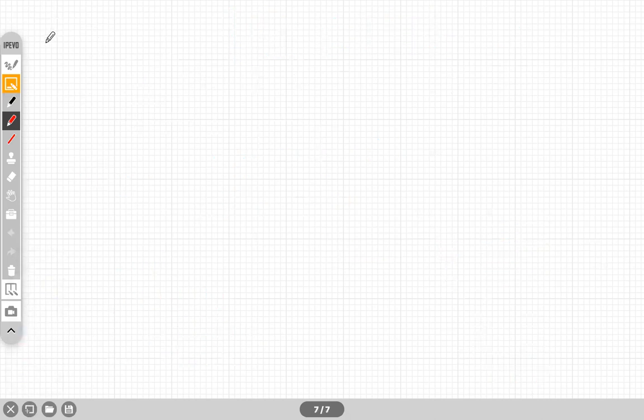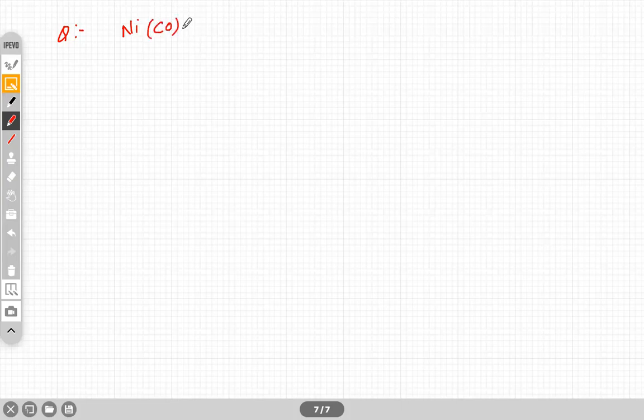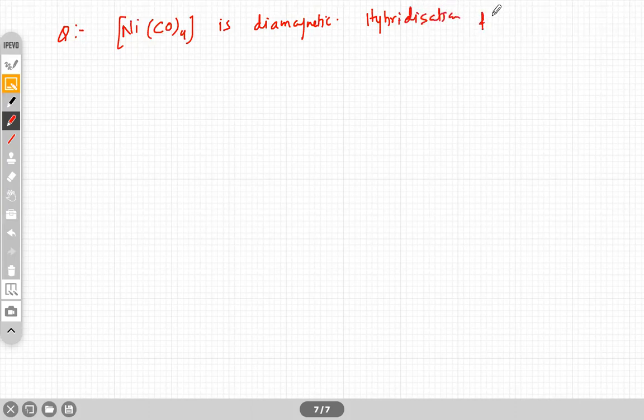Now you see the second question here. We have a molecule, say Ni(CO)4, carbonyl group, which is diamagnetic. Explain hybridization and geometry. Try this one.